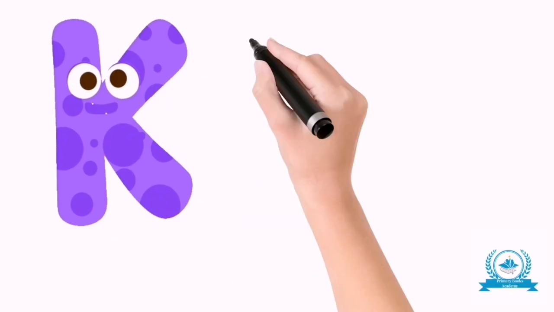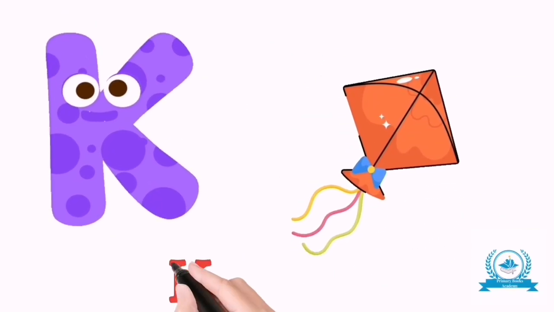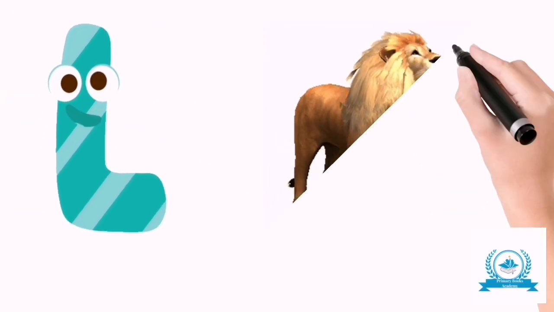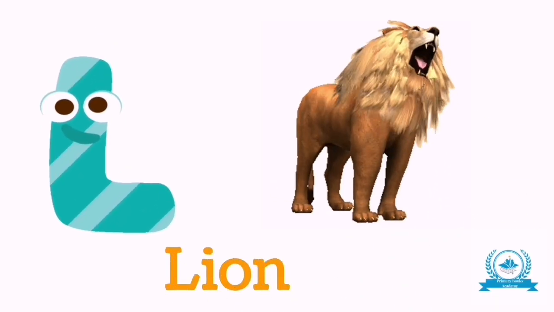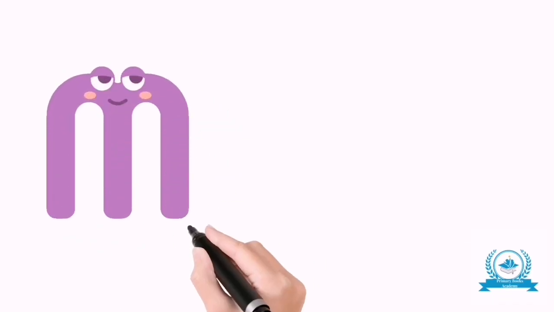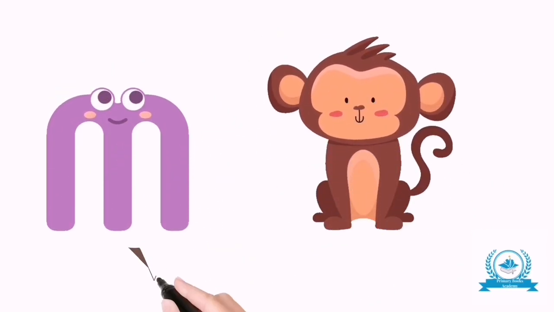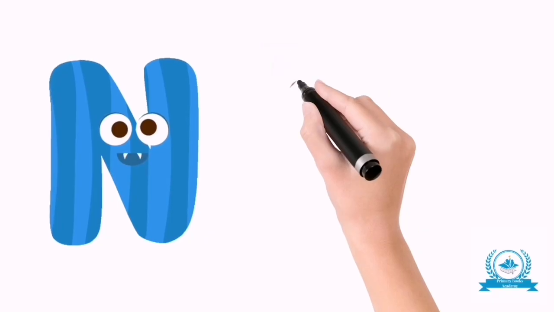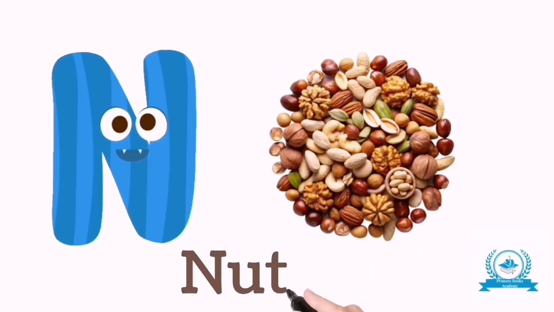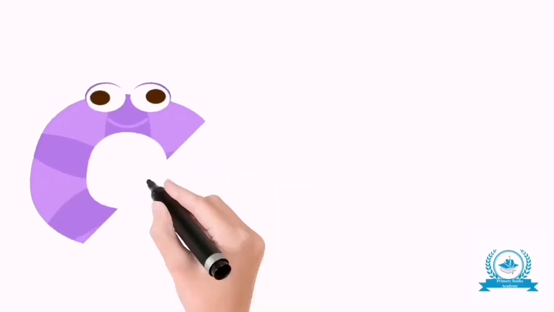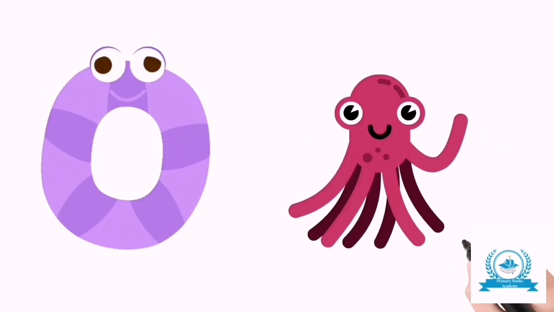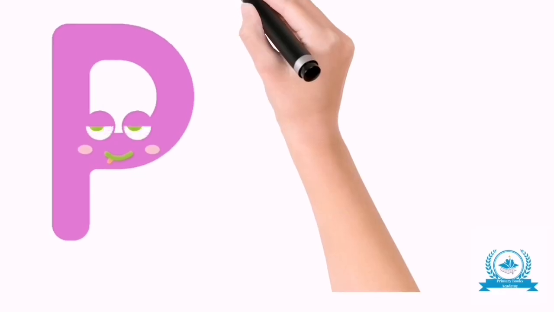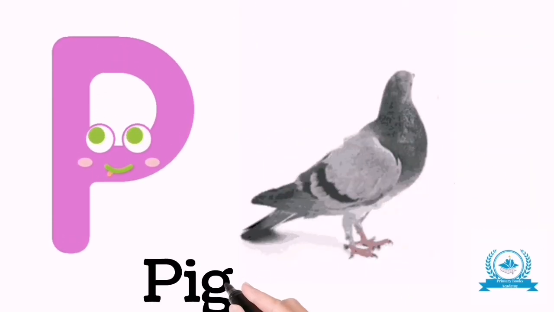K for kite. L for lion. M for monkey. N for nuts. O for octopus. P for pigeon.